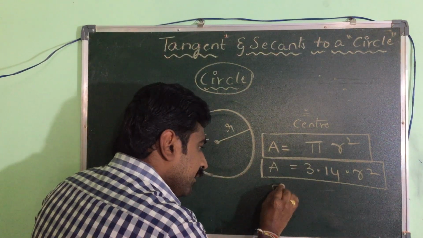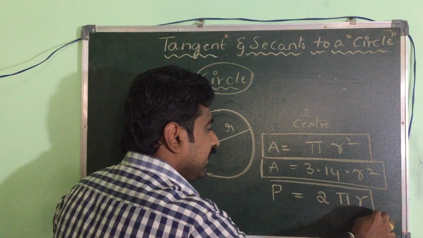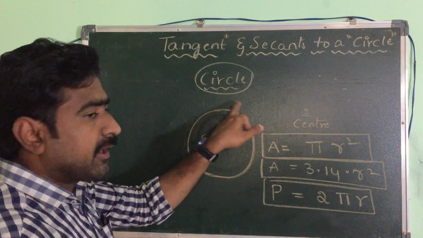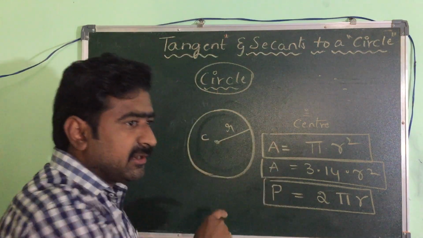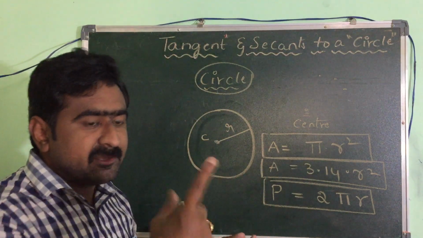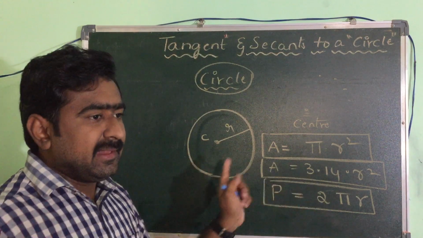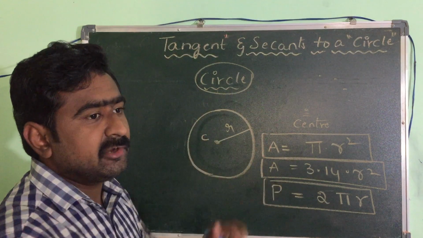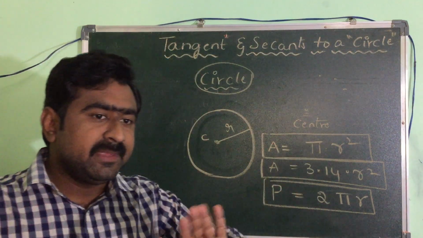Similarly, the perimeter can be calculated by 2 pi r. Perimeter means the distance around, that is, starting from one point and coming back to the same point. The perimeter is pi r for the upper semicircle plus pi r for the lower semicircle, so 2 pi r. So the total perimeter is given by 2 pi r, and the area is given by the formula pi r square. These are the fundamentals related to the concept of a circle. First of all, we have discussed the meaning of a circle.